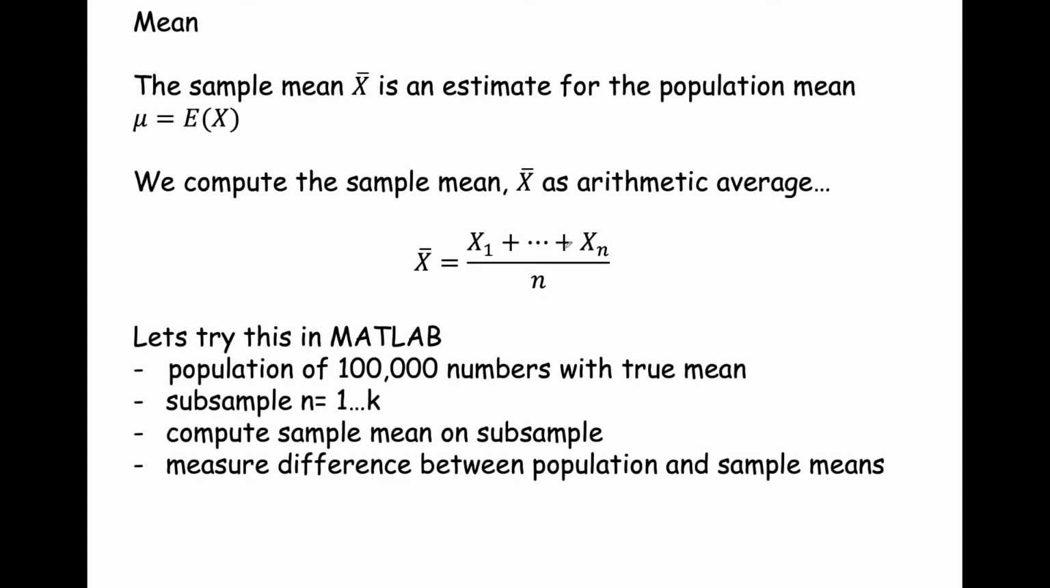And so we could try this in MATLAB. What we're going to do is take a population of 100,000 numbers, and we're going to take the true mean of that, and that's going to be hidden, but I'll show it to you because I can calculate it from my simulated population. And then I'm going to subsample some number of them, k, and compute the sample mean on the subsample. Then I'm going to measure the difference between the population mean, ground truth, and the sample means that I'm sampling. Okay, so let's switch to MATLAB. I will meet you in MATLAB.